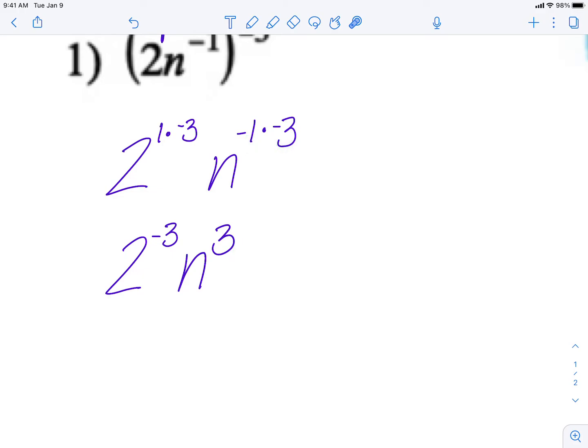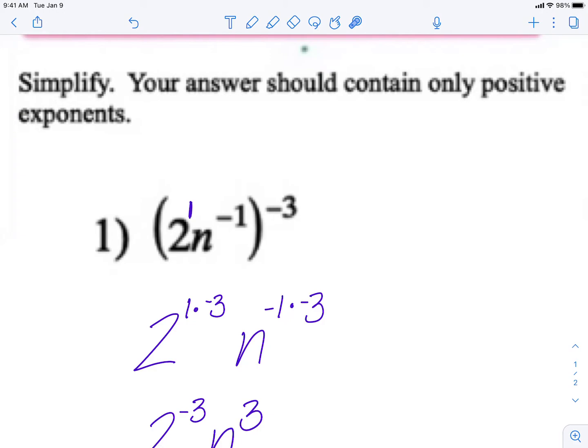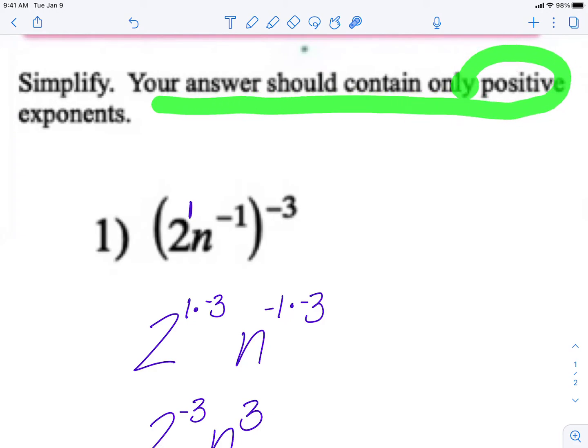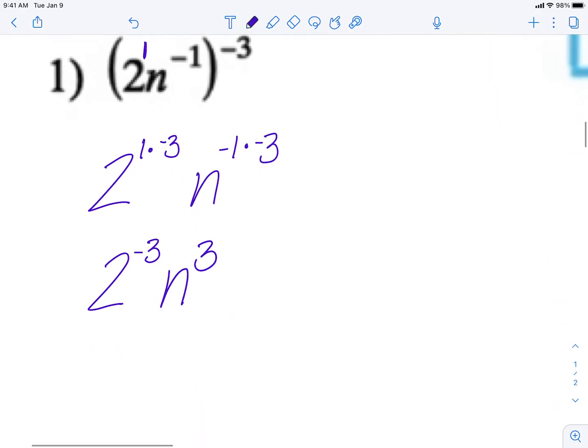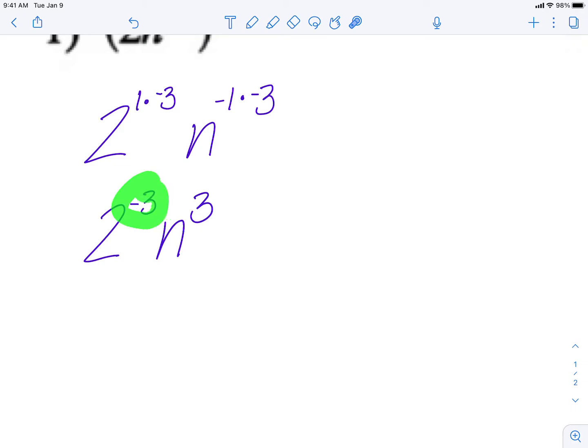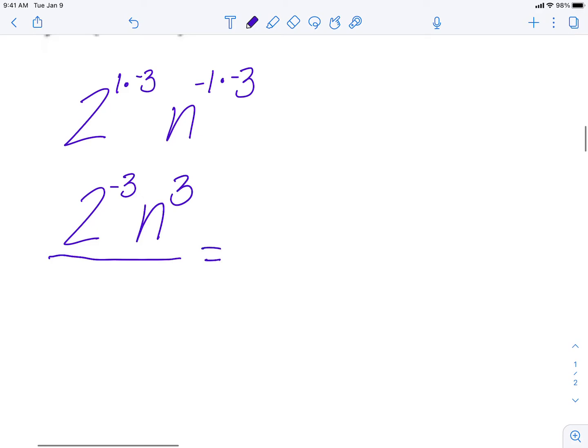Now remember though, everyone, this said the answers should contain only positive exponents. So I have to make this -3 into a +3. So remember that this is an invisible fraction here with a 1 under here, right? But in this case, I'm not going to put the 1 there because this 2 to the -3 has got to go down here, so that the 3 becomes positive.